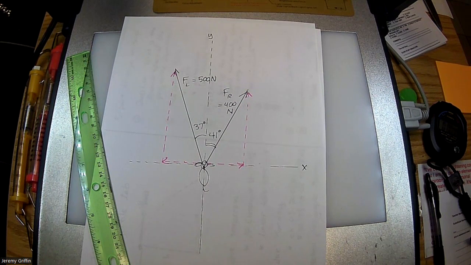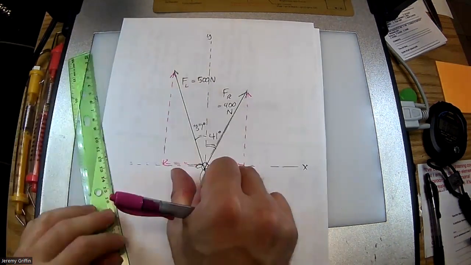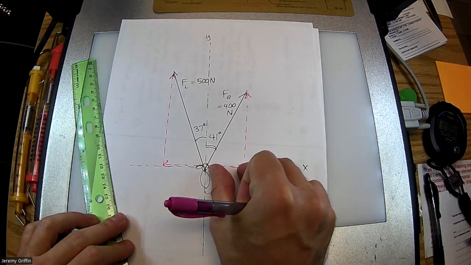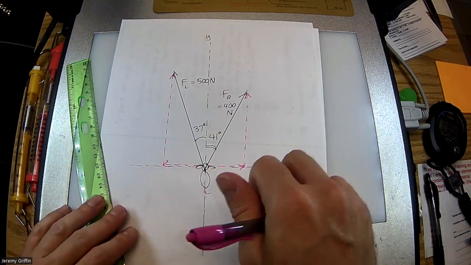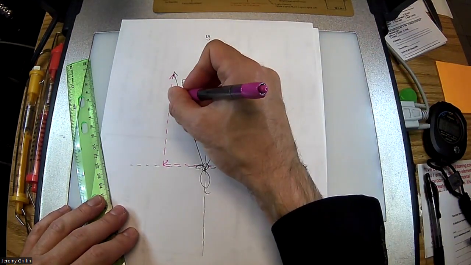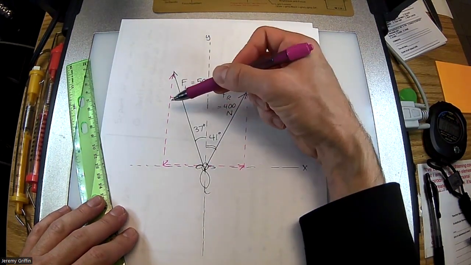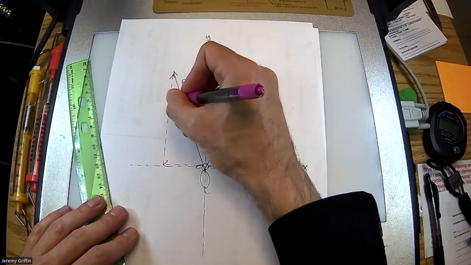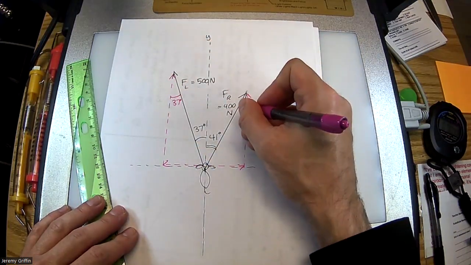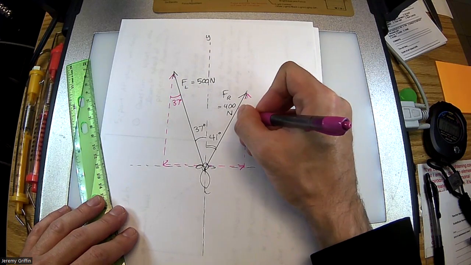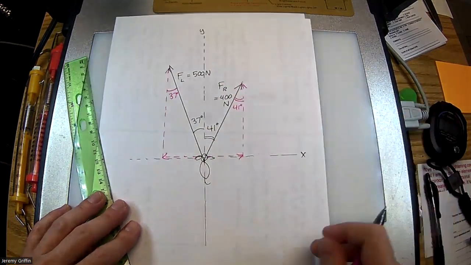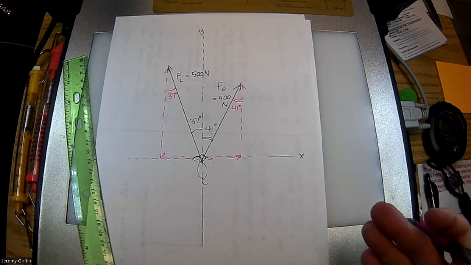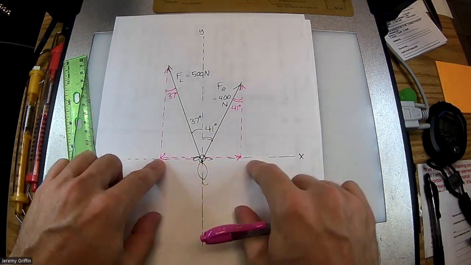You guys good? How much forward? How much to the left? How much forward? How much to the right? You guys see that? Now, guys, what is this angle right here? What's that angle? 37 degrees. What is this angle right here? 41 degrees. Okay. Can you guys apply sine and cosine to figure out what these components are?